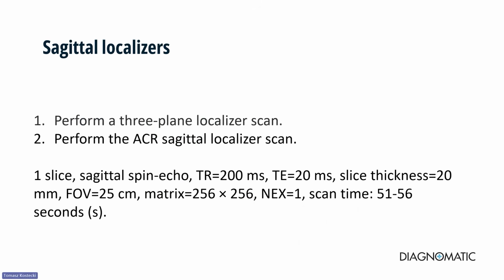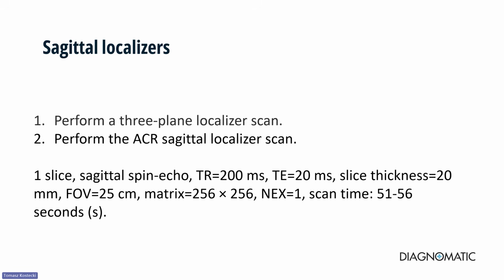After positioning the Phantom, we can start the scan. First, we perform a standard 3-plane localizer to check the general position and alignment of the Phantom. After that, we perform the first ACR sequence, the sagittal localizer. It is important to remember that the 3-plane localizer cannot replace the ACR sagittal localizer.